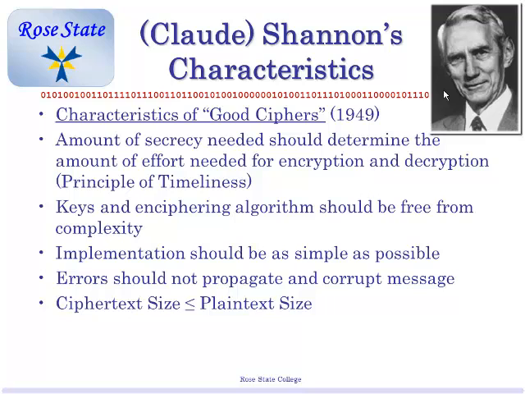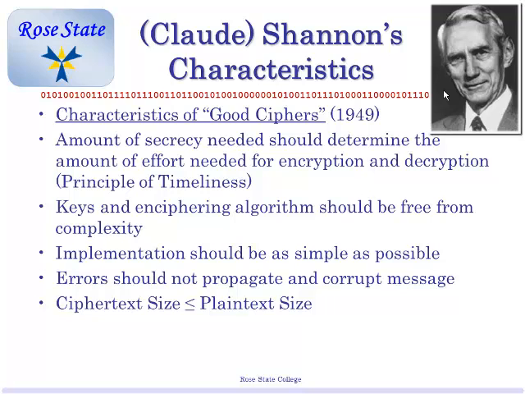Ciphertext size should be equal to or smaller than plain text size. We don't want to take a plain text that's 5 pages long and end up with a ciphertext that's 8,000 pages long, because that will get exponentially larger. You want it to be equal to or smaller. Okay? So far, so good?